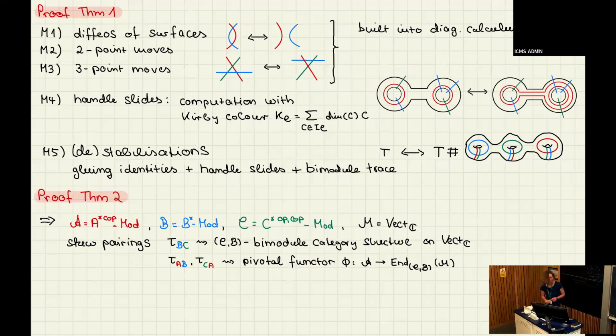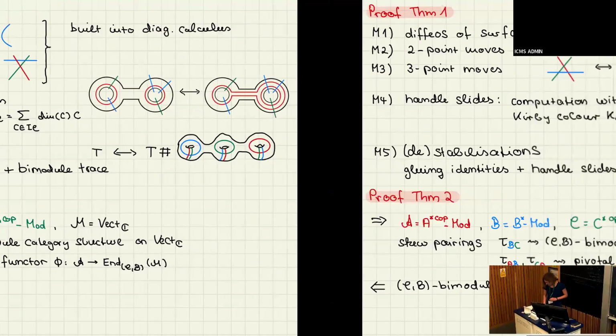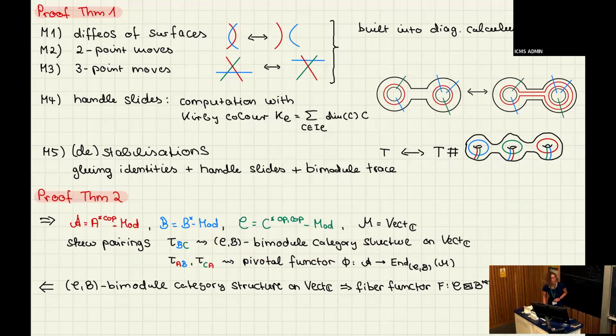And the skew pairings then define a bimodule category structure on Vect. So the BC skew pairing gives us the bimodule category structure, and the AB and the CA pairings define this pivotal functor. So they define the coherence isomorphisms, but also the functor. And in the other direction, it's simply with fiber functors.